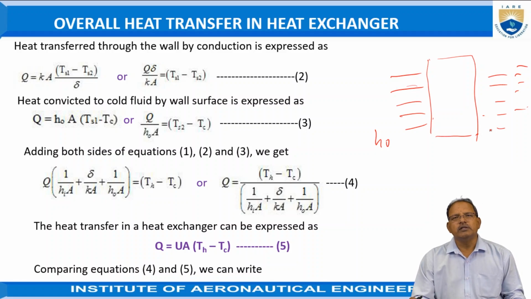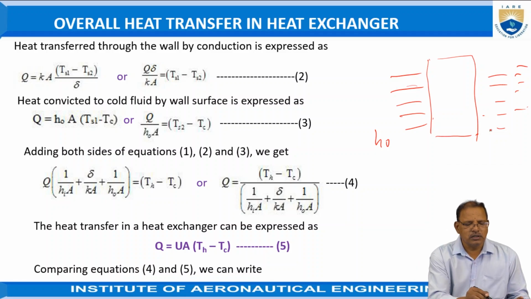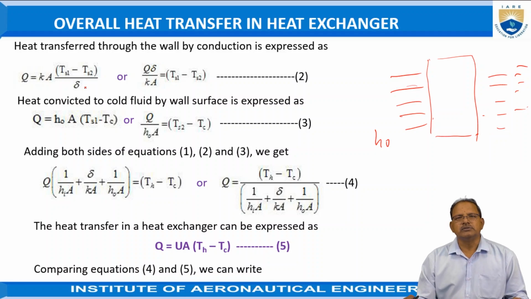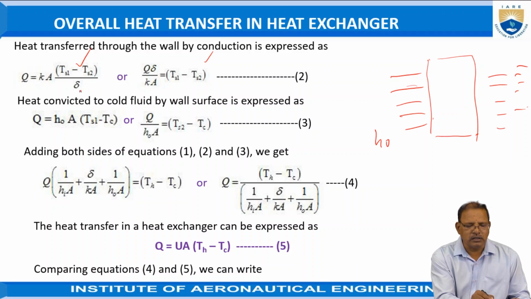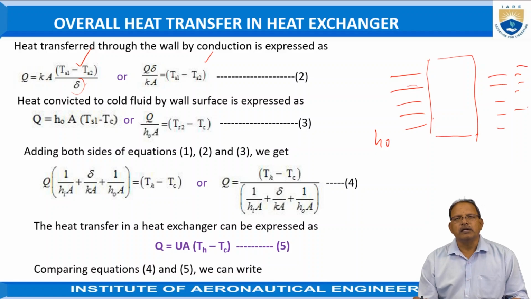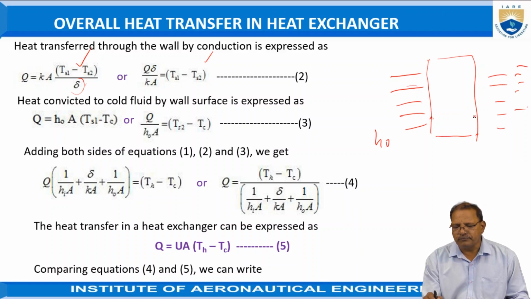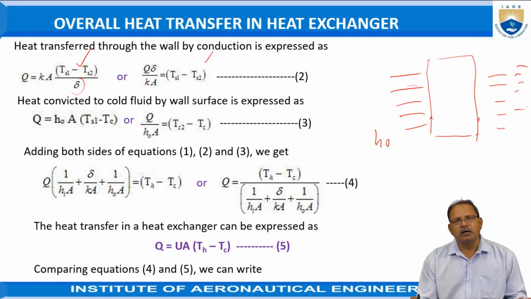Since the heat flow is in steady state, the amount of heat energy flowing per minute remains constant. Within the wall, it can be represented as Q equals K A into (Ts1 minus Ts2) divided by delta. From this, Q into delta divided by K A equals Ts1 minus Ts2, where delta is the thickness, Ts1 is the temperature of the wall surface in contact with the hot fluid, and Ts2 is the temperature of the surface in contact with the cold fluid.